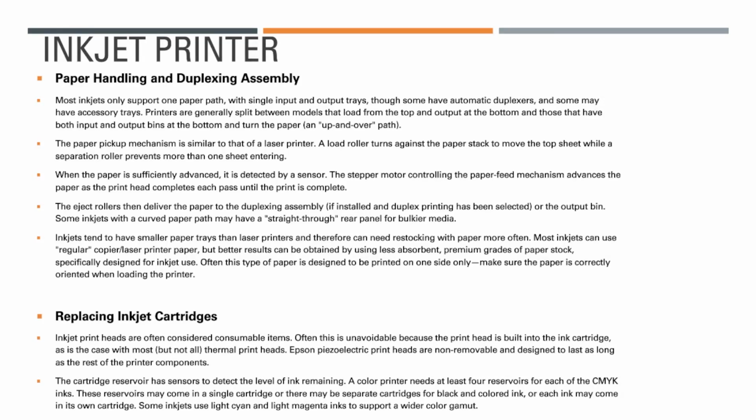The cartridge reservoir has sensors to detect the level of ink remaining. A color printer needs at least 4 reservoirs for each of the CMYK inks. These reservoirs may come in a single cartridge, or there may be separate cartridges for black and colored ink, or each ink may come in its own cartridge. Some inkjets use light cyan and magenta inks to support a wider color gamut.